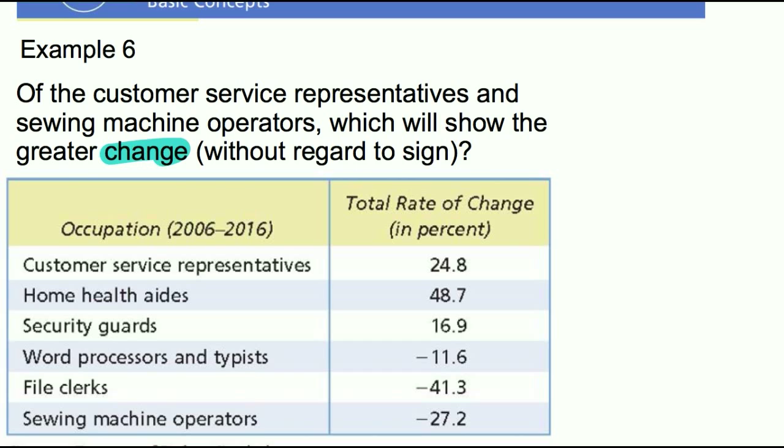So if we look at all these, which one would have its greatest absolute value? Well, it's the biggest number, right? The absolute value of 48.7 is 48.7, which is the furthest away from 0. So this guy would win right there.